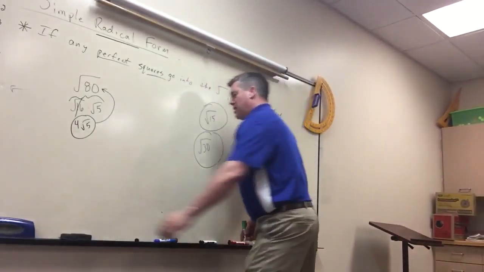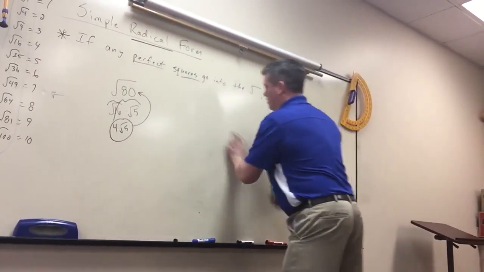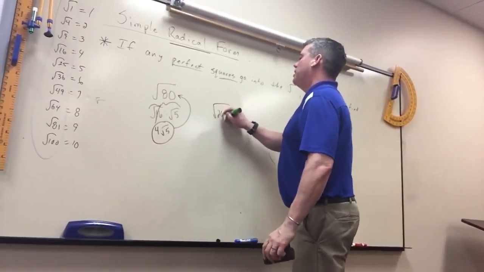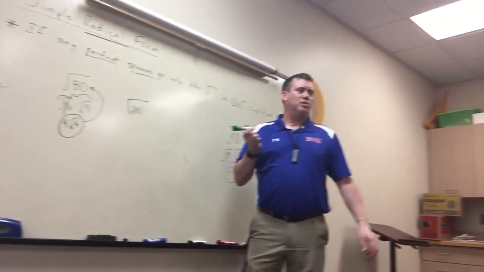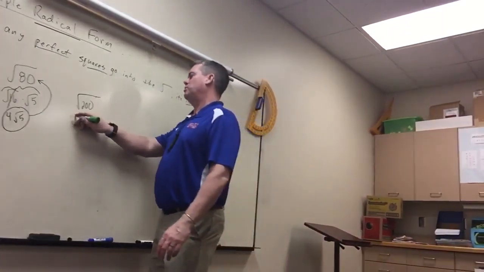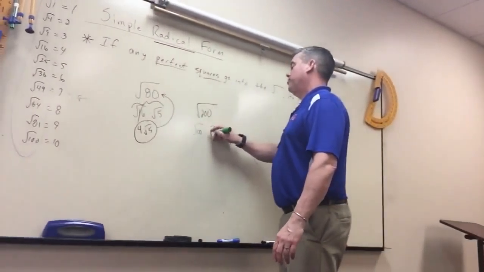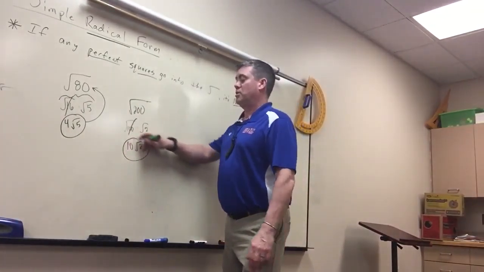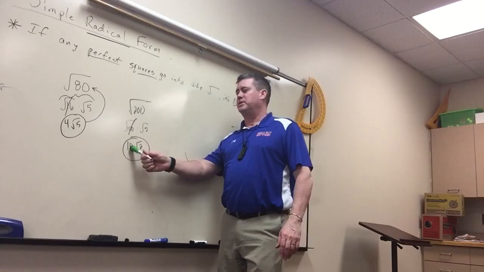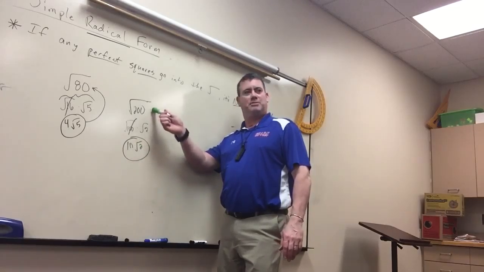Now if you have a bigger number, well this isn't so much bigger, but square root of 200. What perfect square goes into 200? 100. 100 times 2. So the square root of 100 is 10. So the simplified version is 10 square roots of 2, which is the same as square root of 200.